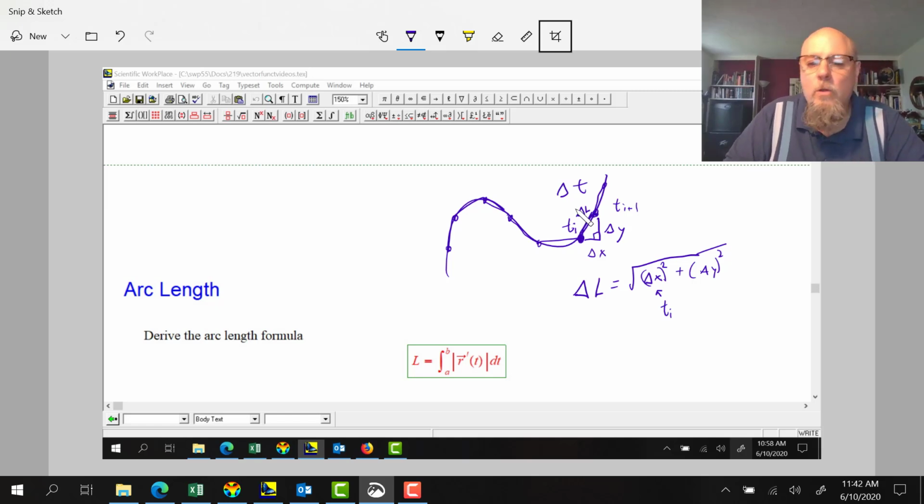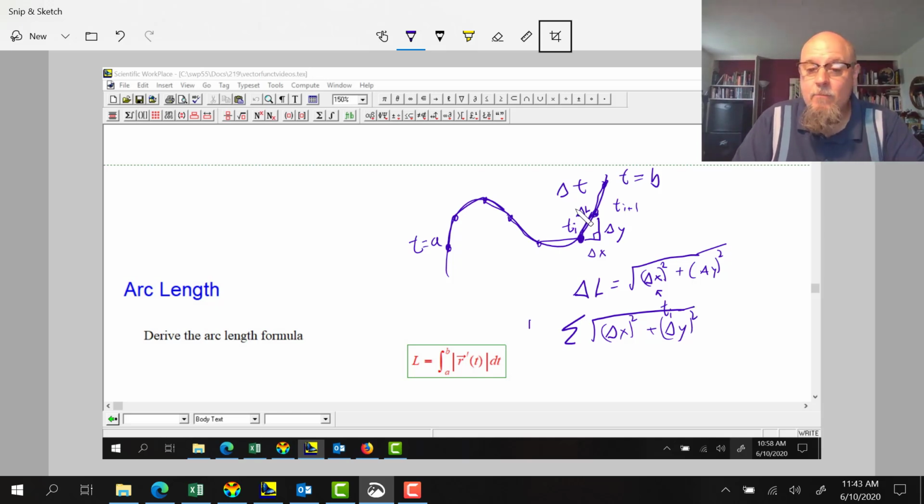Now if I want this whole curve, starting when t is equal to a, the starting time, and ending over here when t is equal to b, the ending time, I'm going to chop it all up into these discrete times and then add up all those delta L's. So I'm summing up all of these, the square root of delta x squared plus delta y squared.